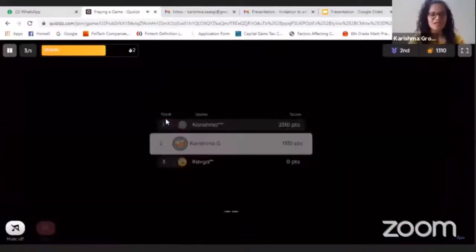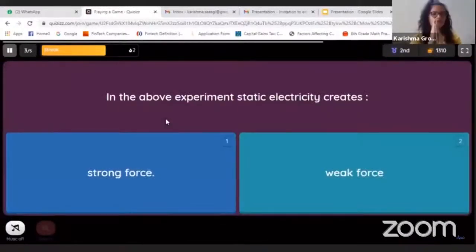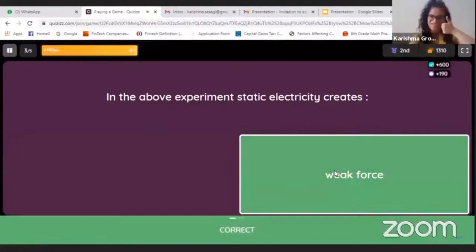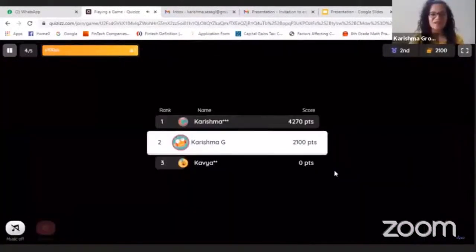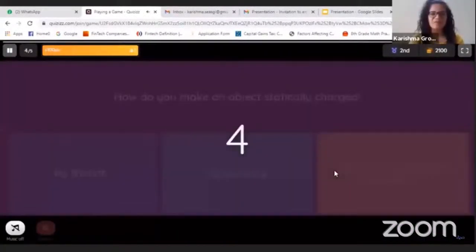Okay, let's move on to the strong force, weak force. Strong force will attract. Weak, and what will happen to the weak force? So what does it create? Weak force. Good job.